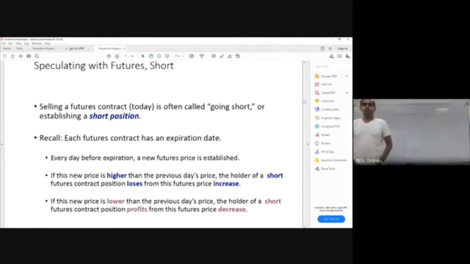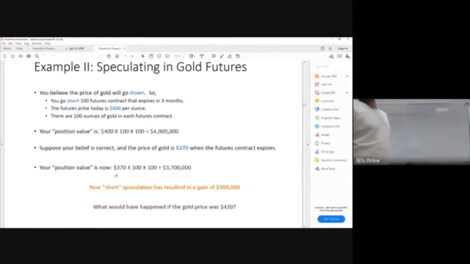Speculating with futures: selling a futures contract is often called short selling. Each futures contract has an expiry date. Every day before expiry, a new futures price is established. If this new price is higher than the previous day's price, the holder of the short position loses on the price increase. If the new price is lower than the previous day's price, the holder of the short position profits from the futures price decrease. Right? So if you are long and the price goes up, you benefit. If you are short and the price goes down, you benefit.